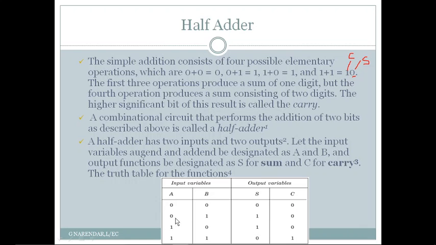And when you are adding 0 with 1, the sum is 1, there will not be any carry, so carry is 0. When we are adding 1 with 0, the sum is equal to 1 and there will not be any carry, so carry is 0. And when we are adding 1 with 1, we have already seen 1 with 1 results in 10, where the sum is 0 and the carry is 1. So this is the truth table which defines the function.